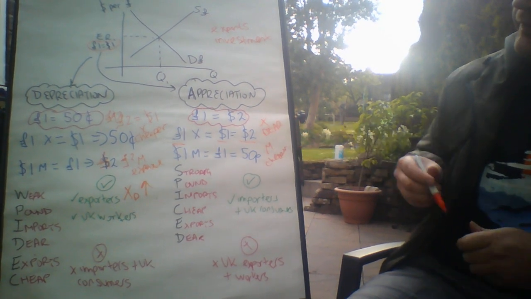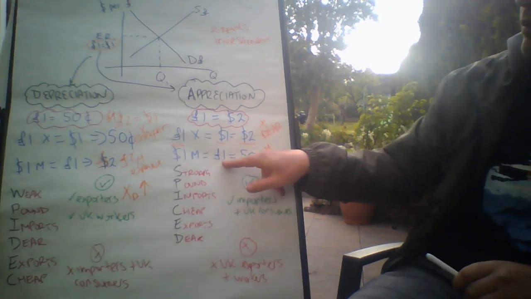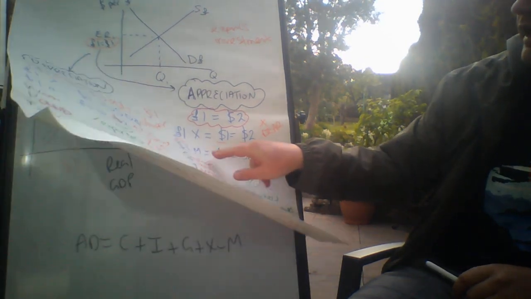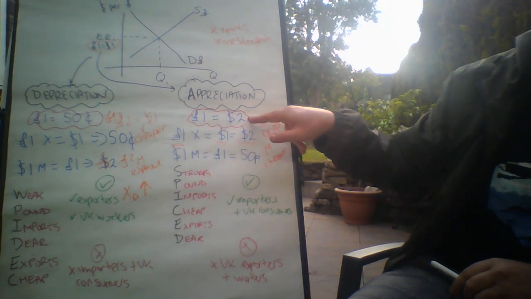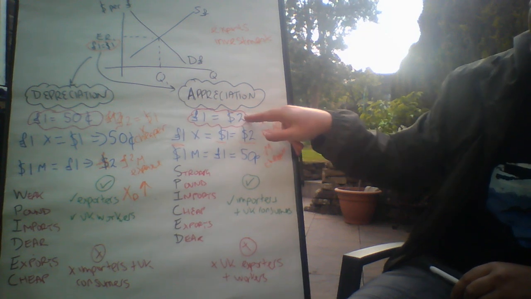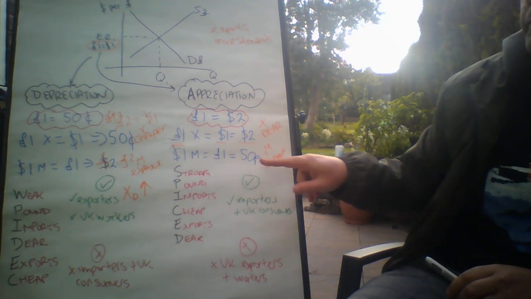And look why. To buy a $1 good from America used to cost £1. Well, based on the new exchange rate, it's only going to cost you 50p. And think about why. For £1 you get $2, so for 50p you get $1. So that $1 good is now half the price than what it was before.